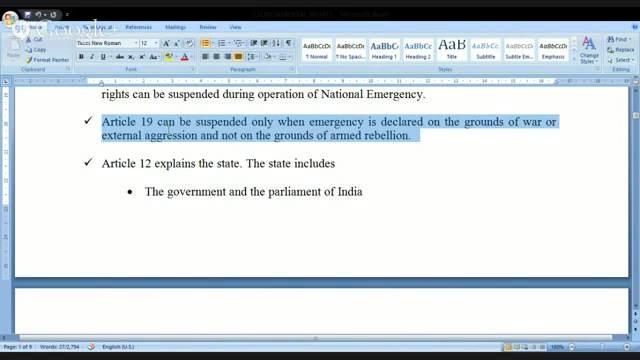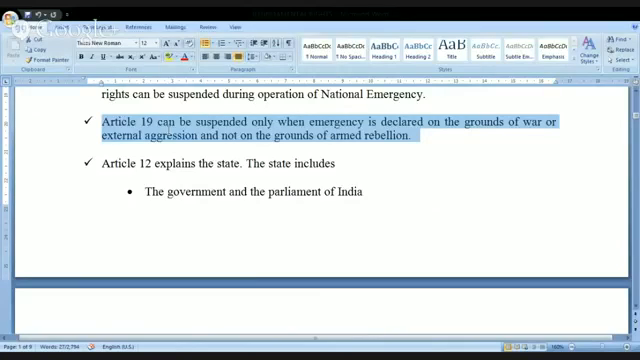Okay, we'll understand these points again when we come to the national emergency. But remember one thing, whenever the national emergency is declared, the first article which is going to be suspended is Article 19. Article 19, just like any other article under the fundamental rights, is considered to be very, very important. This article talks about the freedom of speech and expression. We'll try to understand it now.